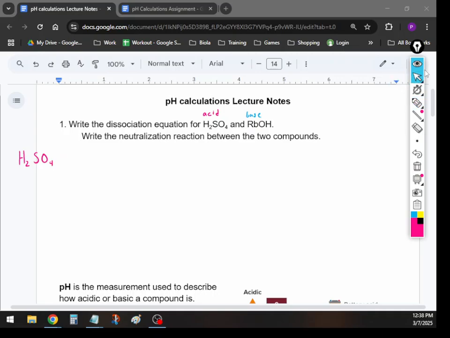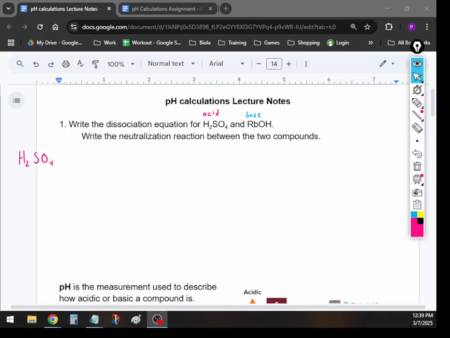Alright, I'm going to give you guys 1 minute. Shouldn't be too difficult. This is what we went over last time, to write the dissociation reaction for H2SO4. If you forgot what that looks like, look back at your notes from last class. What do acids do? See if you can write the dissociation reaction. I'll give you a minute.